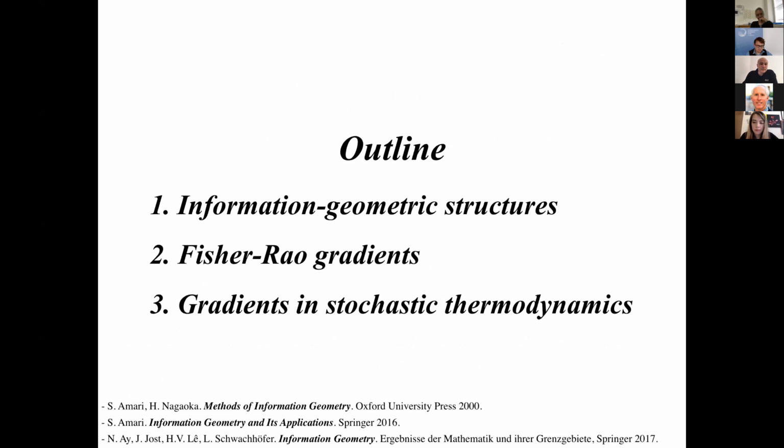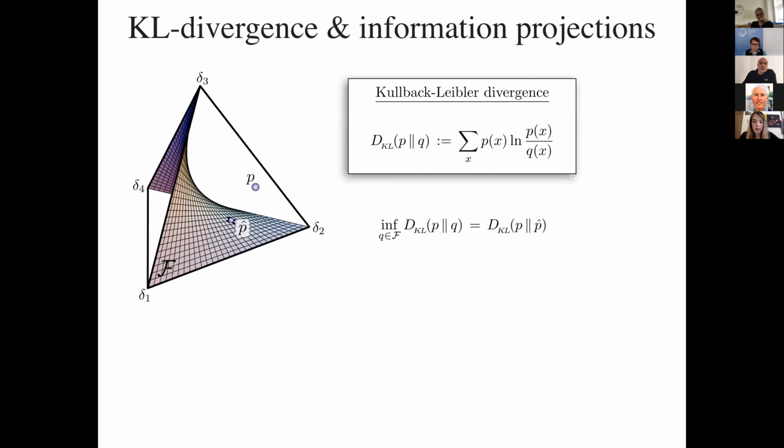So I'm going to start with some basic information geometric structures, just to give you an idea of what information geometry is about. Then I will focus on the Fisher-Rao metric and the corresponding gradients. And then I will address the question to what extent we can understand stochastic thermodynamics in terms of the Fisher-Rao metric. So the summary of information geometry will be basically on this slide.